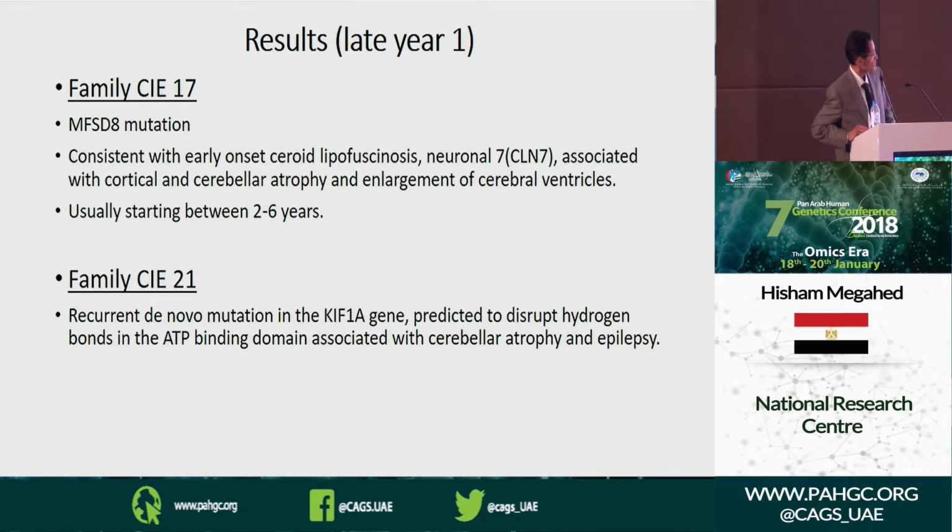At the end of the second year, another 2 families were identified. They're not new genes. One is a ceroid lipofuscinosis gene, which again turned out to be quite common in the Egyptian population. The other one is a de novo gene, which is usually associated with cerebellar atrophy and epilepsy.